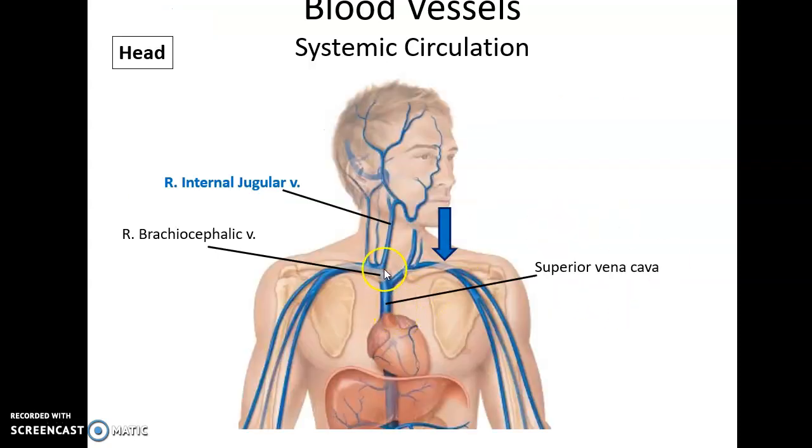The brachiocephalic veins, on the other hand, are formed from the internal jugular vein and the subclavian vein. So here is the right brachiocephalic vein. Here is the right internal jugular vein. It would be the right subclavian vein. And the internal jugular vein is carrying blood draining from the head.